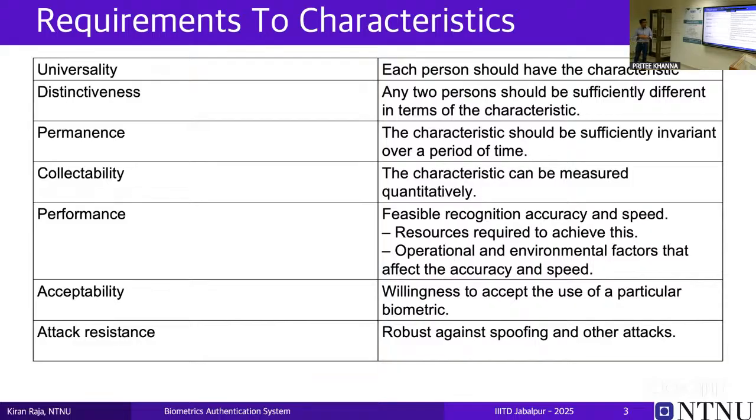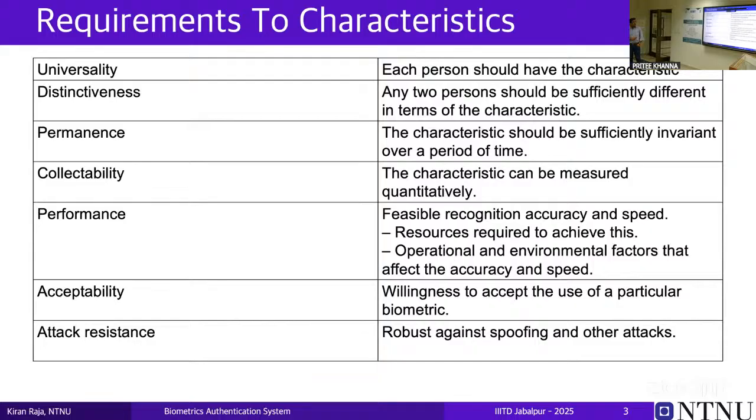When we first talk about universality, we assume that everybody has the characteristic. Of course, there are some exceptions. For instance, monozygotic twins tend to have the same features. If you exclude some of these corner cases, then universality holds.